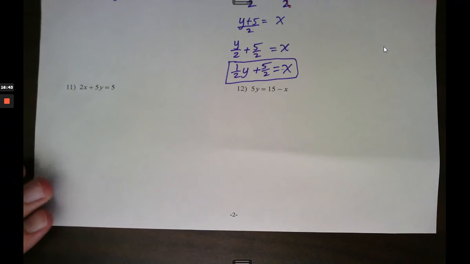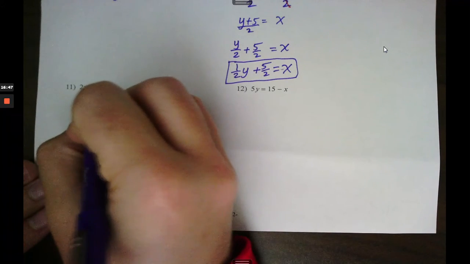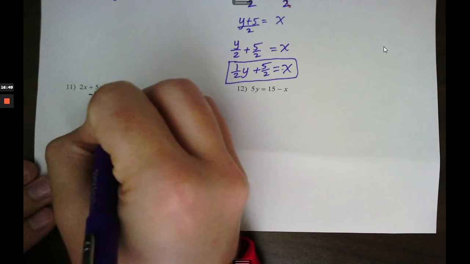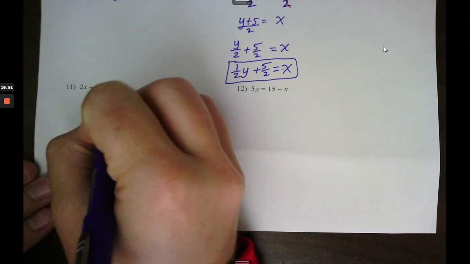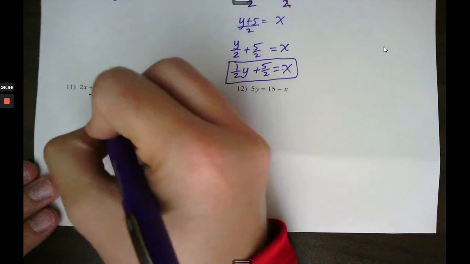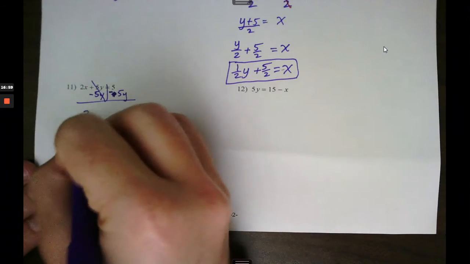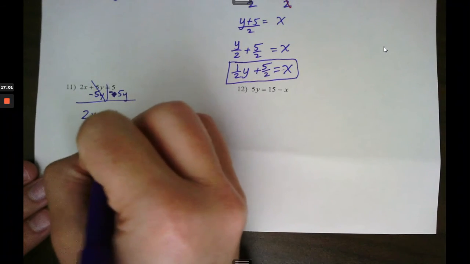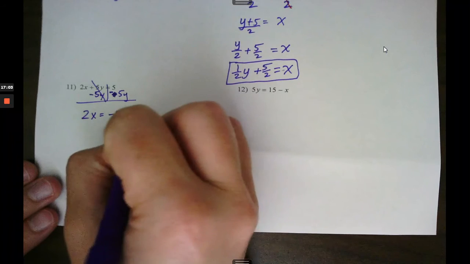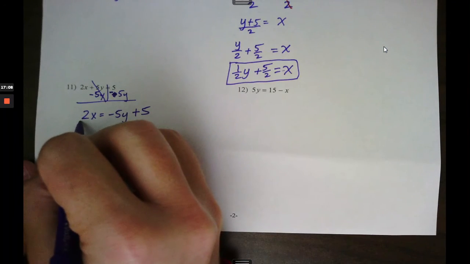Alright, number 11. Again, I'm solving for x, so the other term needs to go first. It's connected by addition. Oops. So I need to subtract 5y on both sides. I almost messed that up. 5y minus 5y cancels. 2x equals negative 5y plus 5. Last step in solving for x is going to be to divide by 2.